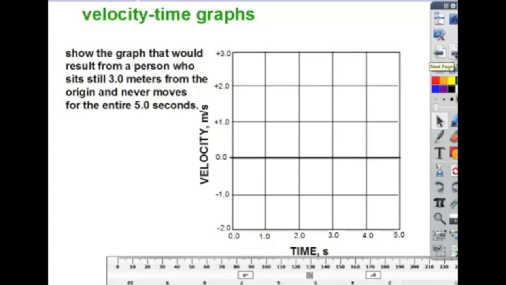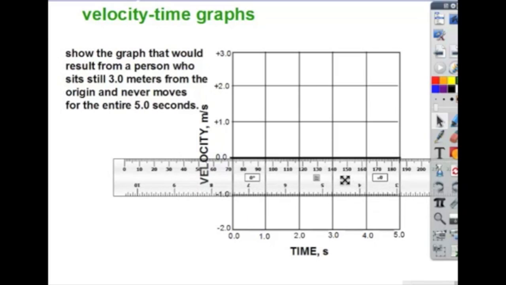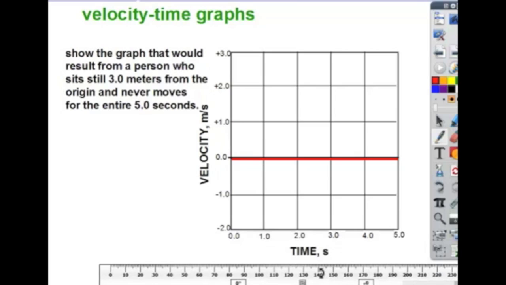All right, so let's do a practice problem. What graph would you expect from a person who just sits still 3 meters from the origin and never moves for an entire 5-second period? You may want to pause and think about this because the answer is coming pretty soon. I hope you realize that for a velocity time graph, the 3 meters away from the wall, that position is completely unimportant. All that matters is the velocity. All we care about is the velocity. And we know since he's not moving, there's no displacement, it remains at 3 meters, I would have a line that goes at 0, just straight across. And that would be the solution for that problem.